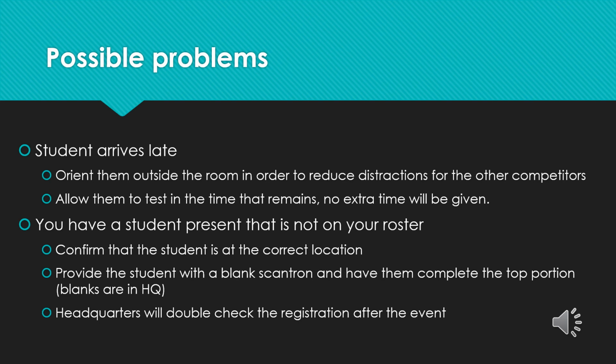If you have a student show up to test that is not on your roster, first thing, make sure the kid's in the right place. Maybe they're in pharmacology, but they showed up to the patho room. So just make sure they're in the right place. If they assure you they are, then give the kid a test, give them a blank Scantron, and let them fill out the top portion of the Scantron. We do have blank Scantrons in headquarters if you need some, but allow them to test. Once it gets back to headquarters, we'll see that their name is written in on the roster, and we'll double check to make sure that they were actually registered for that event. But we'll handle that portion in headquarters.